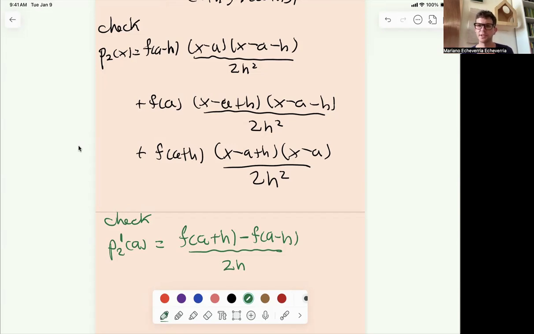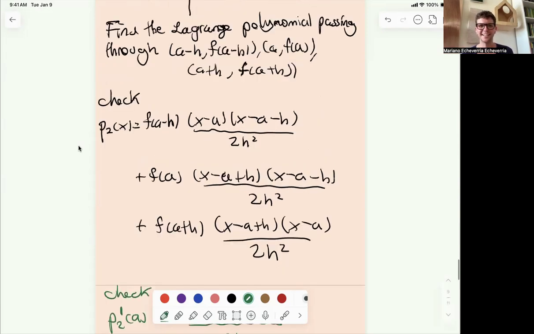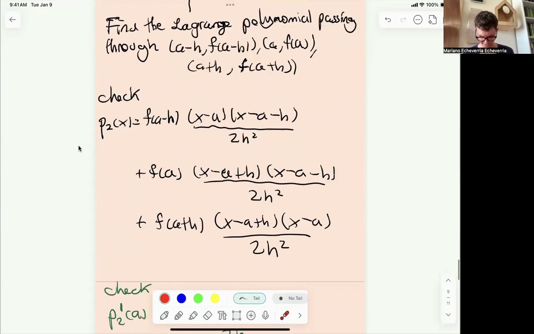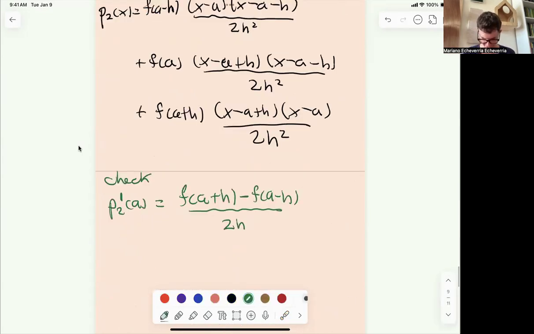But what's interesting about this expression, what is that formula? That is the same quantity that appeared here in the central difference approximation, right? So this is the approximation. This is the same as the formula for f prime of a coming from the central difference approximation.